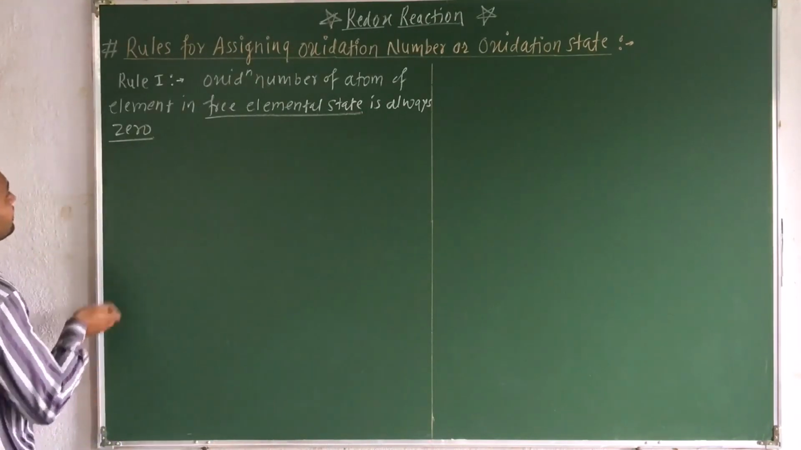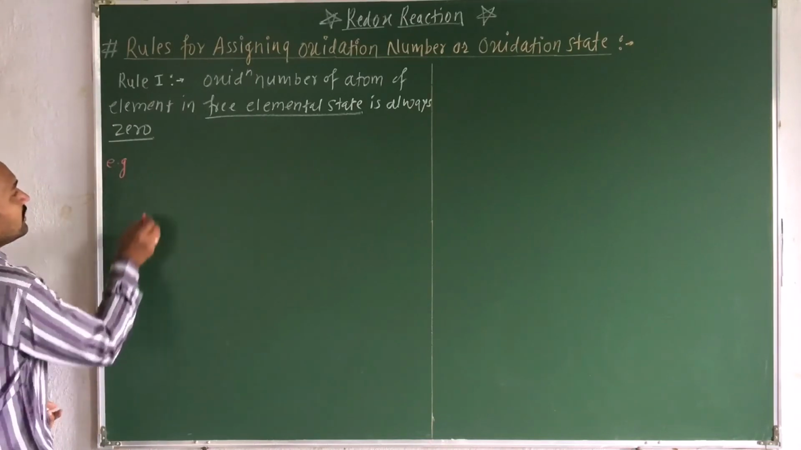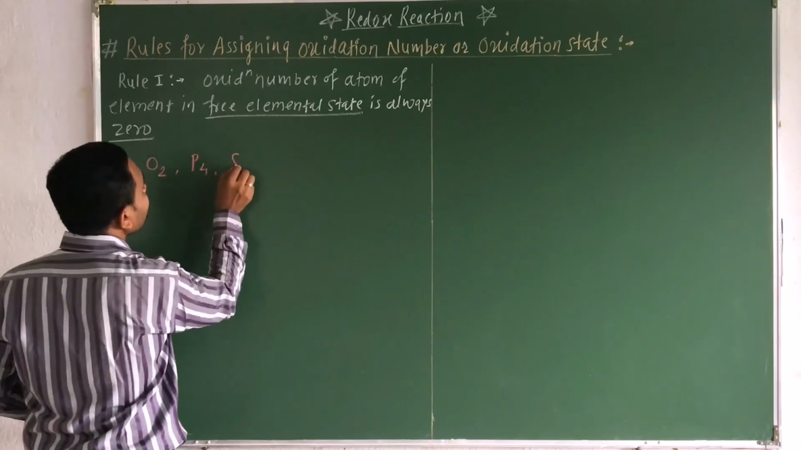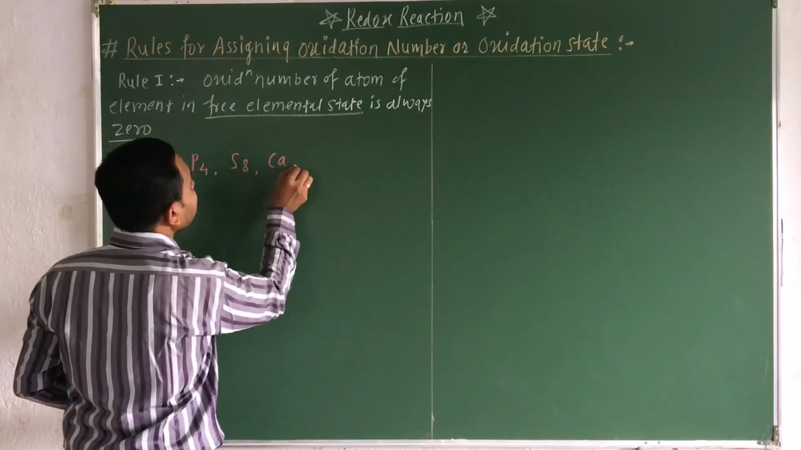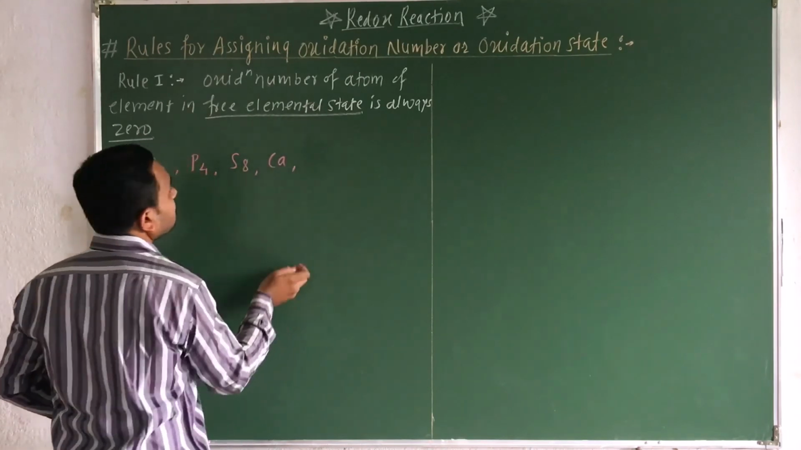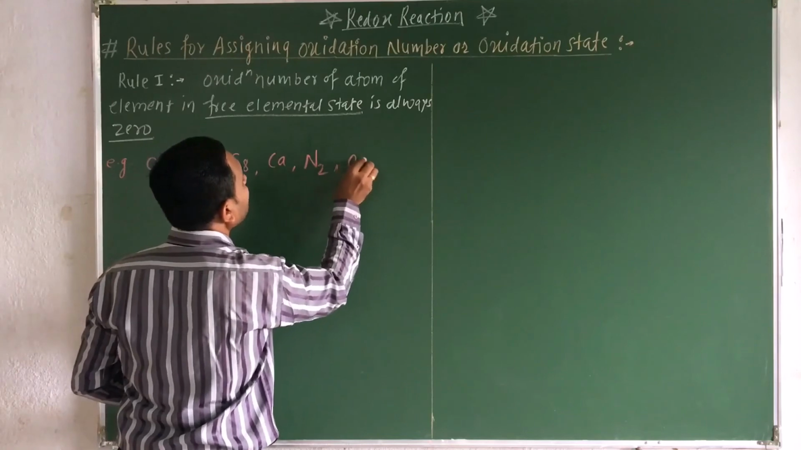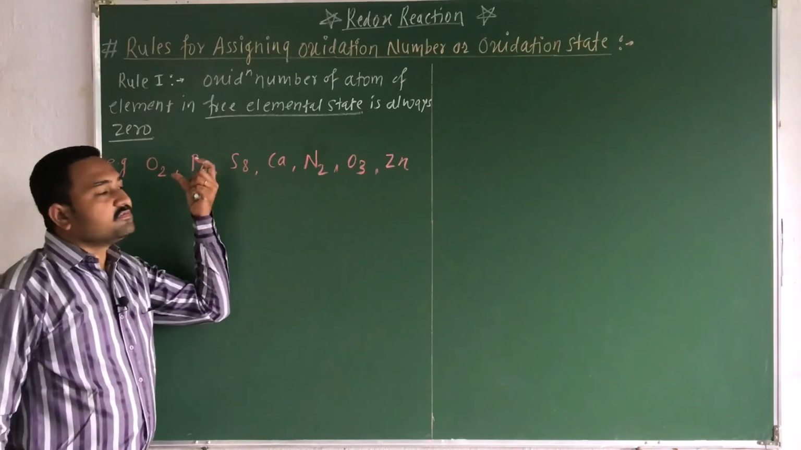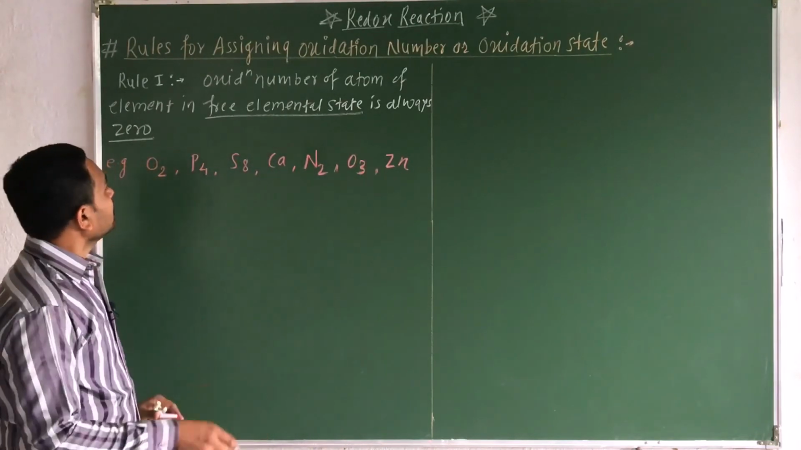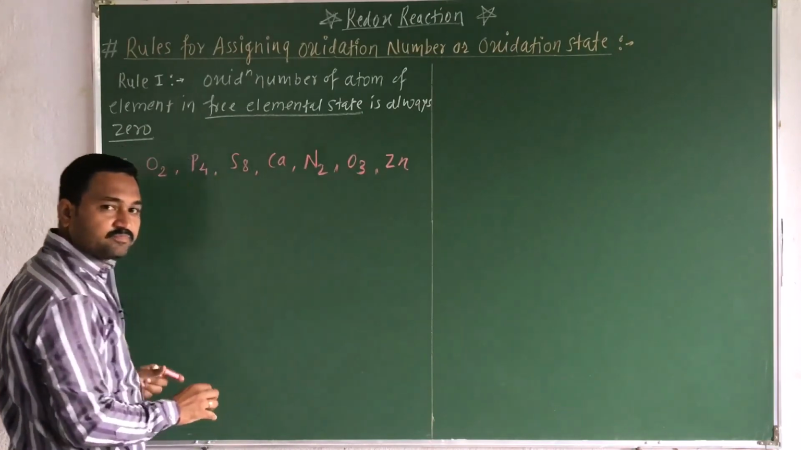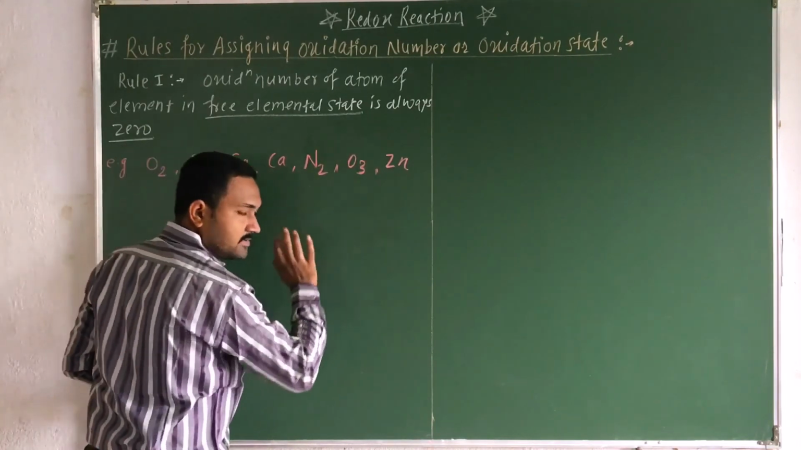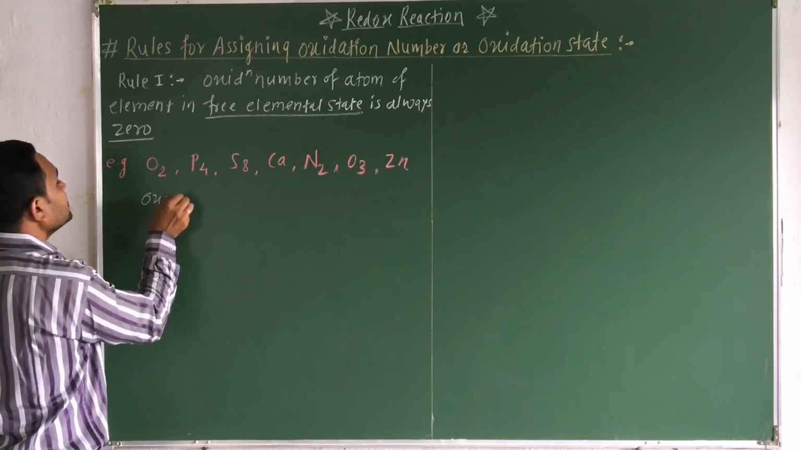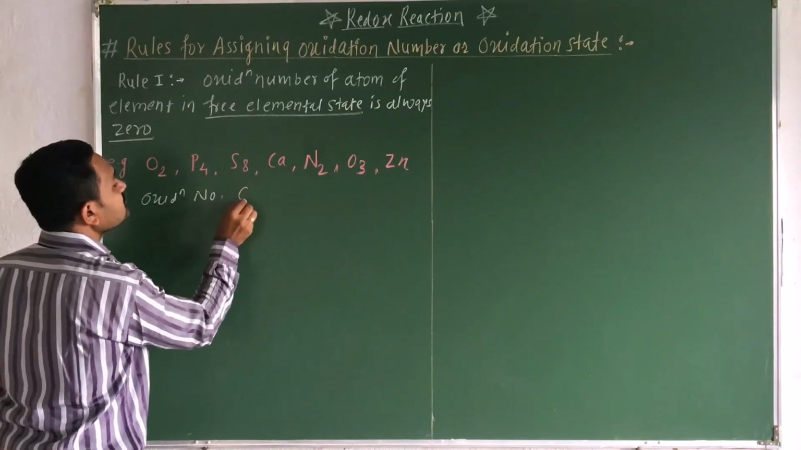For example, I am going to consider O2, P4, S8, calcium, nitrogen, O3, zinc. These are a few elements that I have shown here. Remember, these are very few, but all these elements exhibit the oxidation number always 0. So they have the oxidation number always 0.